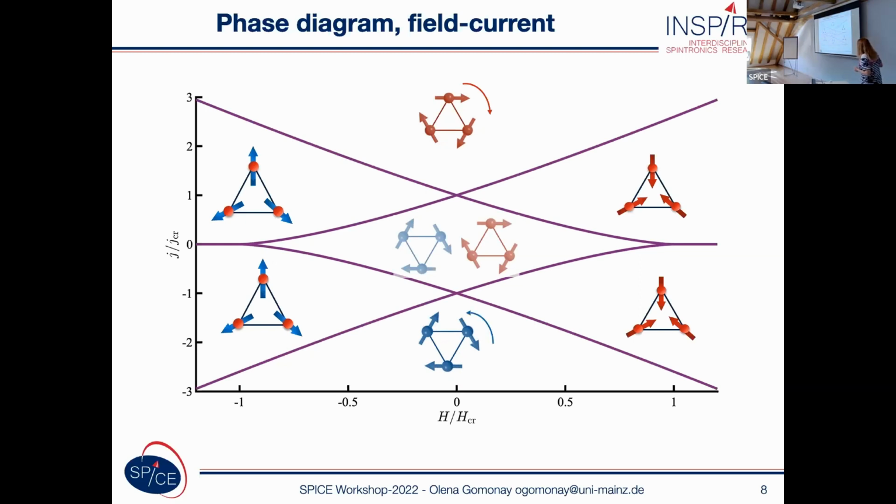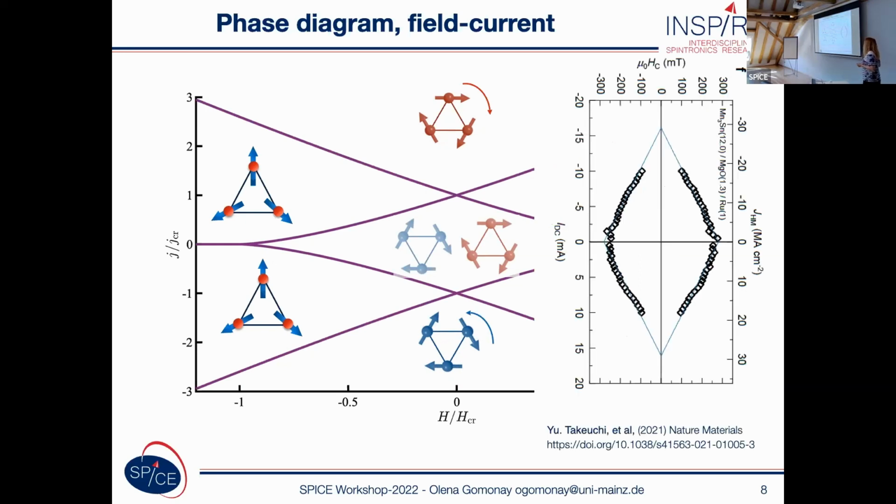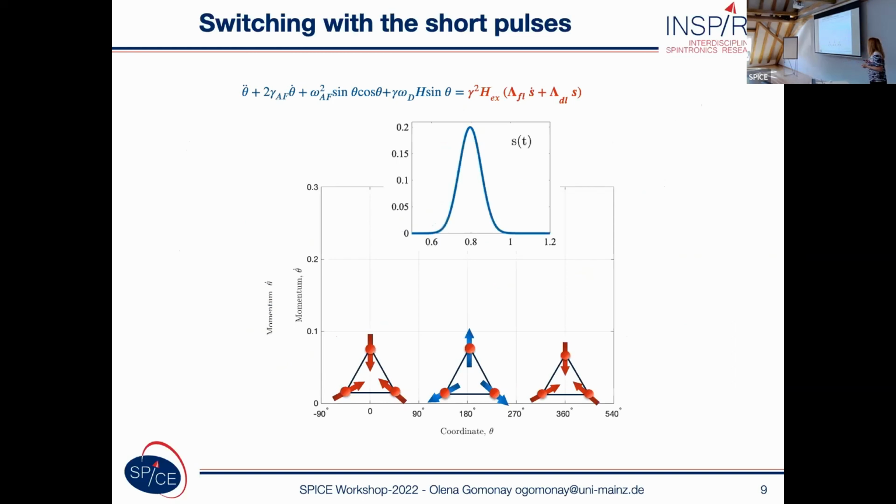However, the positive outcome of this study was that exactly this phase diagram was observed experimentally quite recently by Otani's group. Then we decided to look at time-dependent pulses, and for this we studied the dynamics of the system by applying pulses of different time durations. So we used Gaussian pulses, and we played with the amplitude of the pulse and with the pulse width.